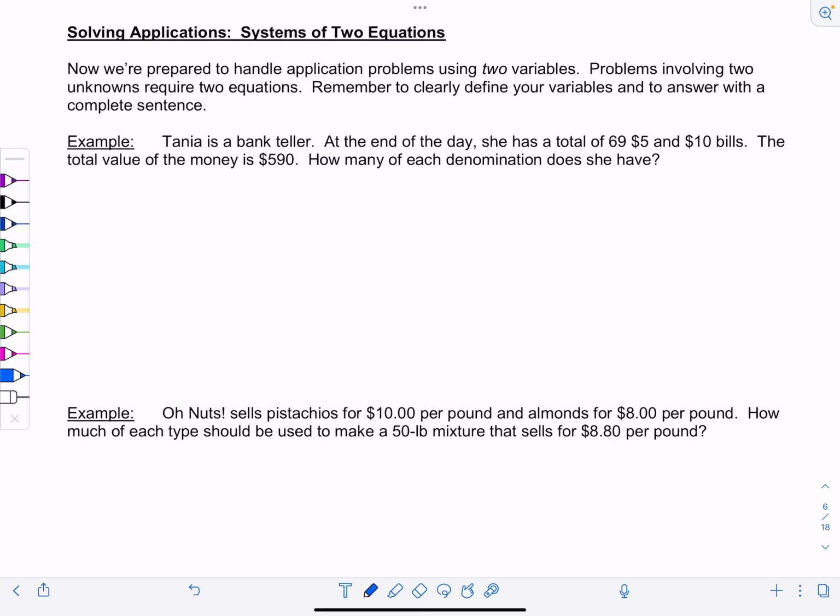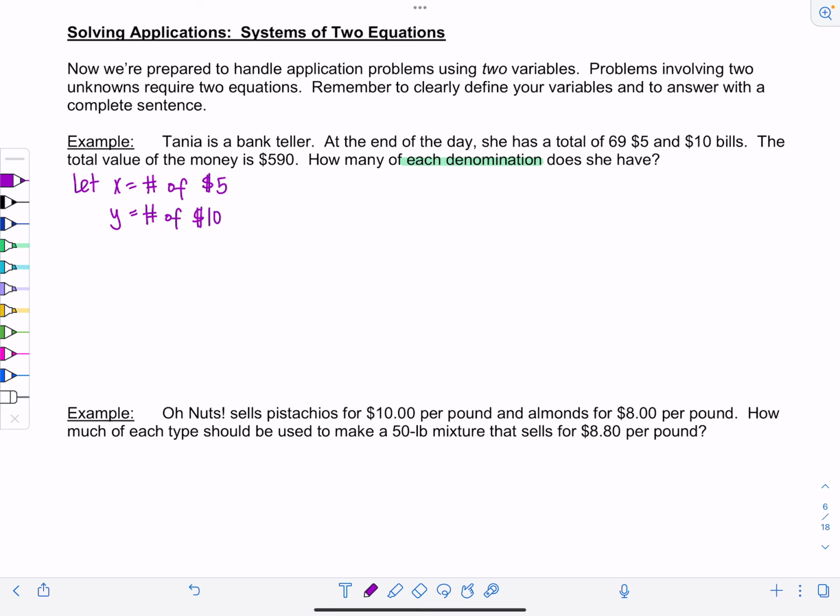Okay, so first let's define our variables. What are we asked to solve for? The question at the end of the statement says, how many of each denomination? So they want to know how many $5 bills and how many $10 bills she has. So that should be how we define our variables. I like to just use X and Y. When you get too carried away with weird letters other than X and Y, it just gets too hard to solve the equation, I find. So let's let X equal the number of $5 bills, and then Y can be the number of $10 bills.